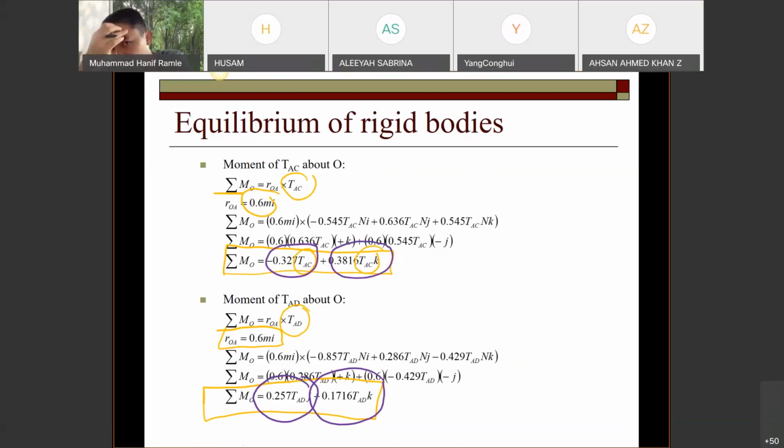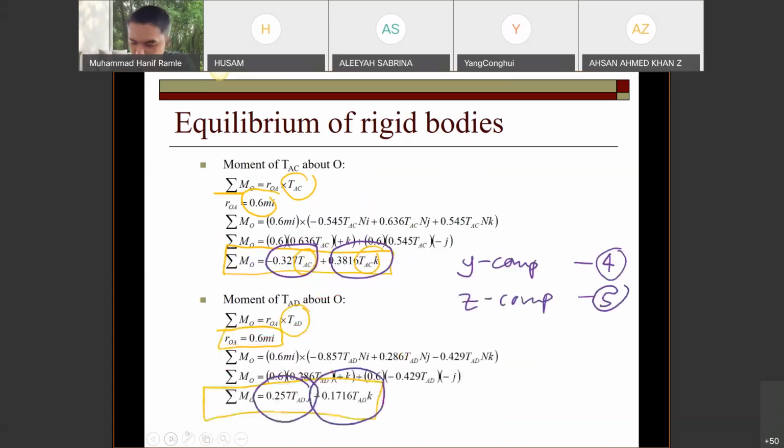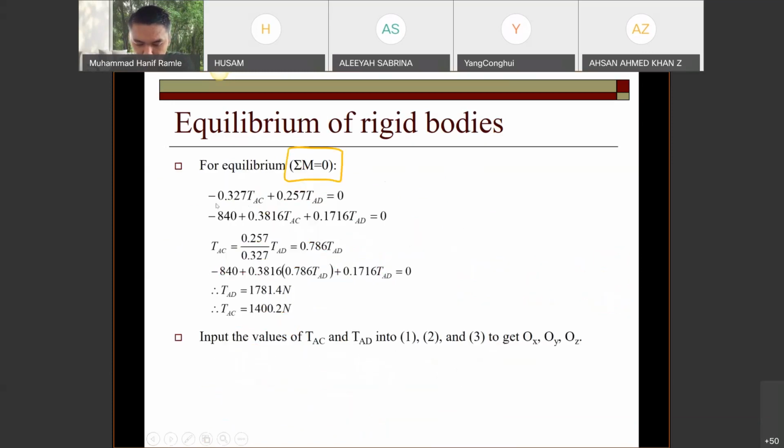There are two equations from here: the y component, which is equation number 4, and the z component of the moment, which is equation number 5. So equations 1, 2, 3 come from the equilibrium system of forces, and another two equations from the equilibrium of the moment, but y and z components only. So in this example, there is equation number 4 and equation number 5.